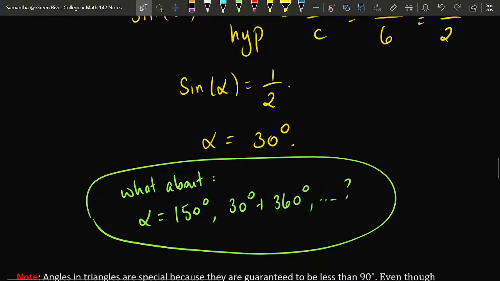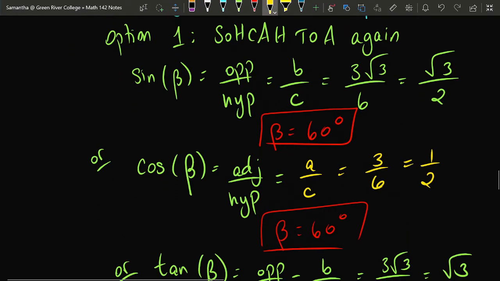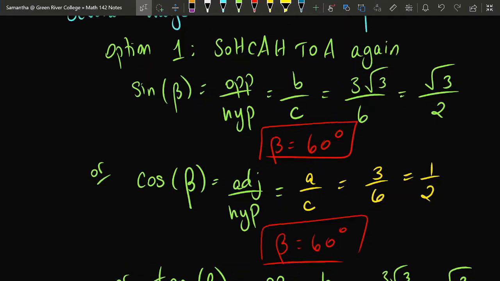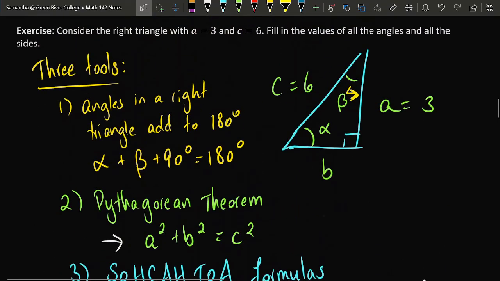Okay, so now I've determined the value of alpha. How can I then determine the value of beta? Of all these options, I think that the easiest one is not to use SOHCAHTOA at all, and is to go back to the formula that says that if you add up all 3 angles in a right triangle, the result has to be 180 degrees.